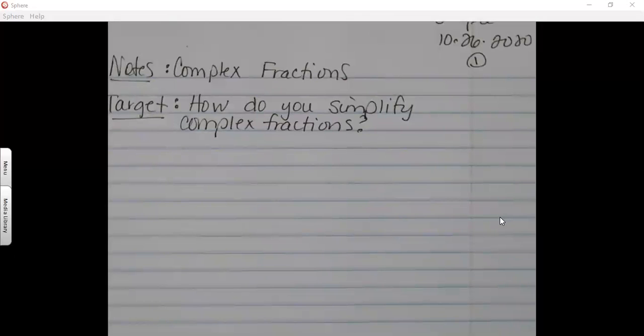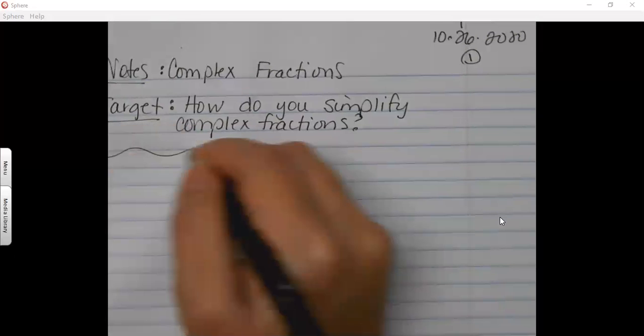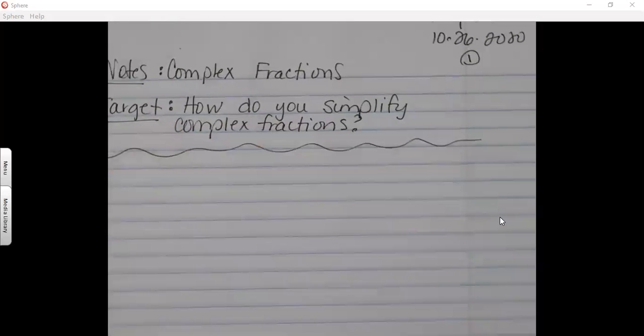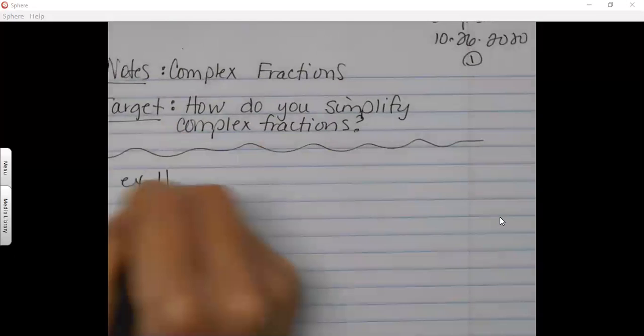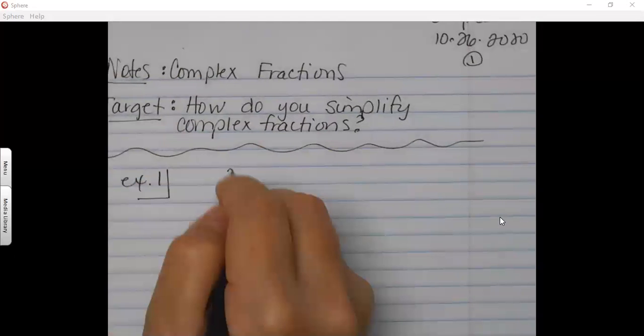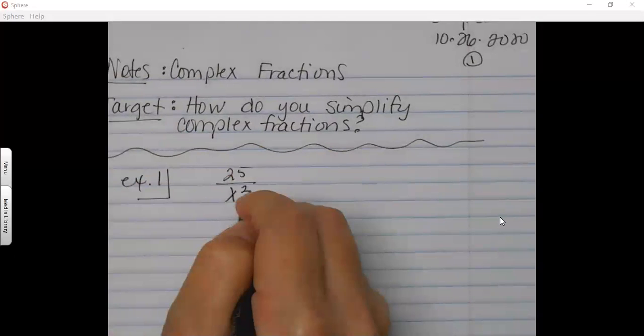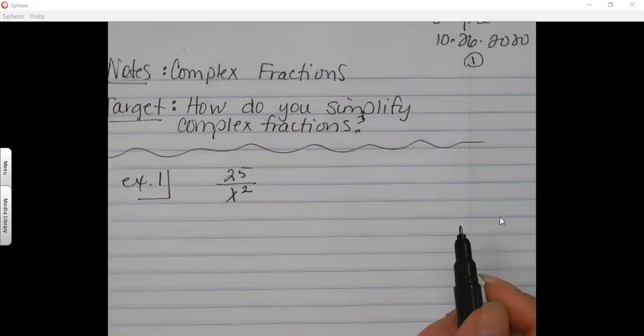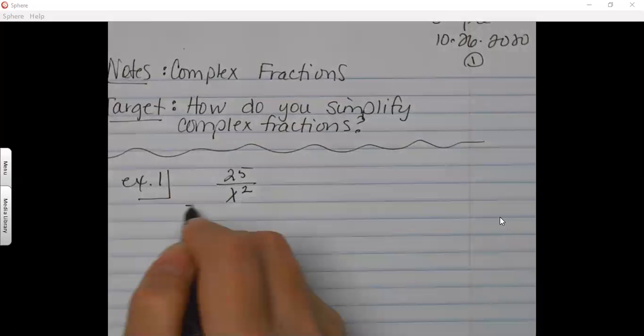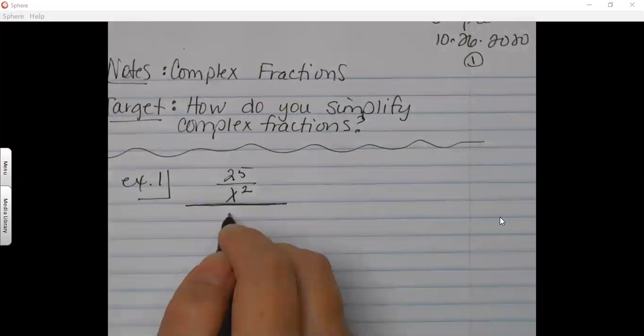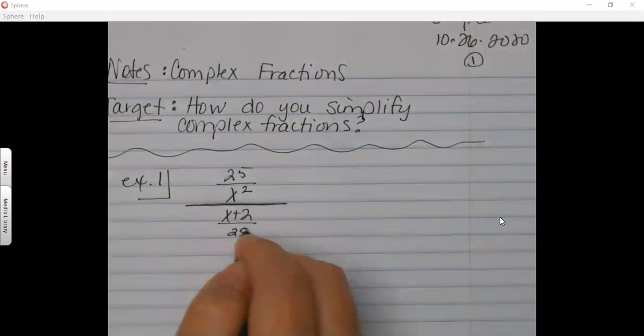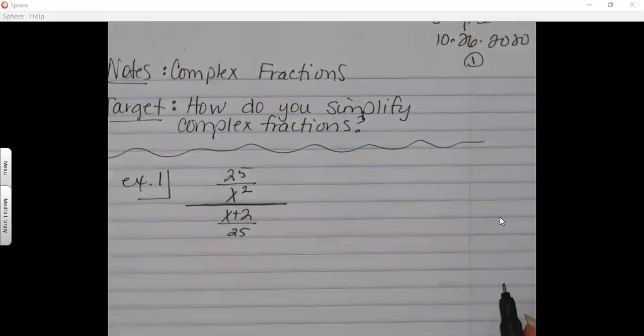All right, anyway, example 1. We have 25 divided by x squared, and that is being divided by x plus 2 divided by 25. That looks a little confusing. It's really not a big deal, especially if you're good at finding the least common denominator, okay?